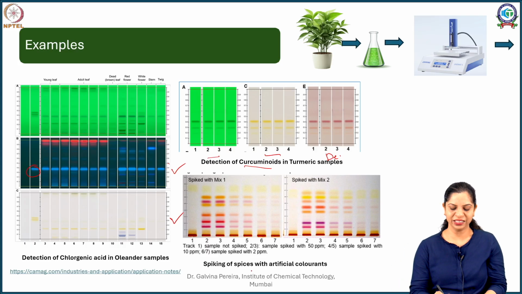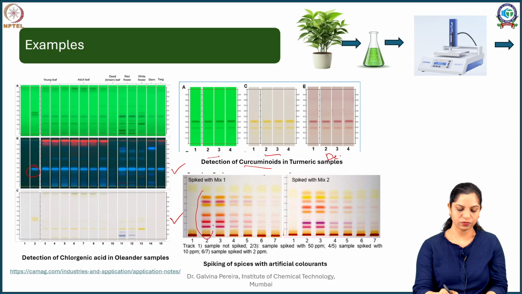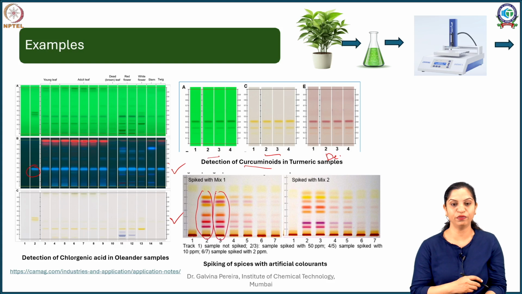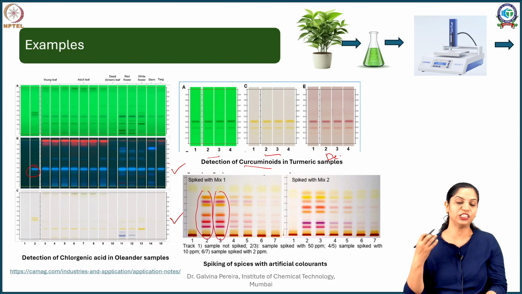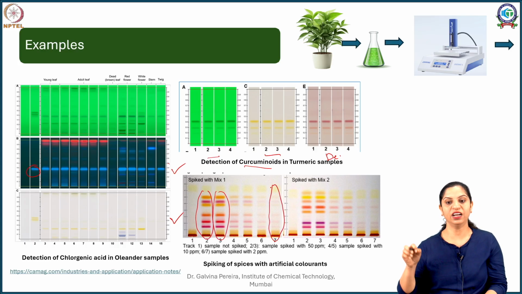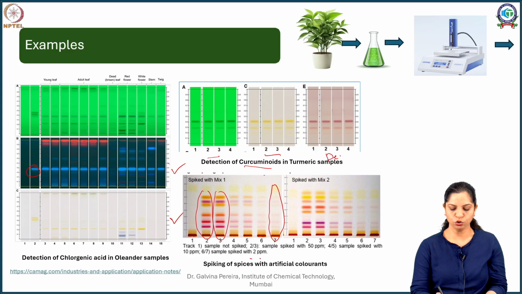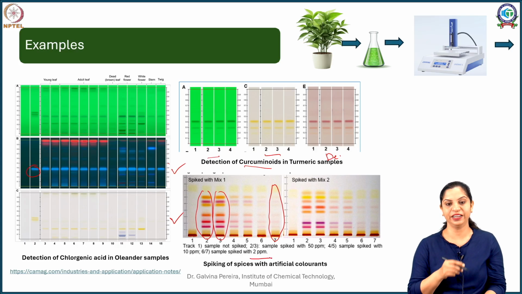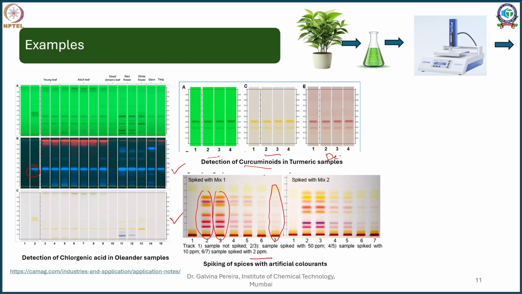Not only that, in certain cases of spices, we just saw ASTA values. Sometimes people deliberately add inks or dyes to it. So, you can see here they have spiked it with different colorants, and your HPTLC is able to make out even the most dilute version of the spiked colorants. It's just 2 ppm which is spiked in that colorant. So, still you are able to identify it versus your natural sample.